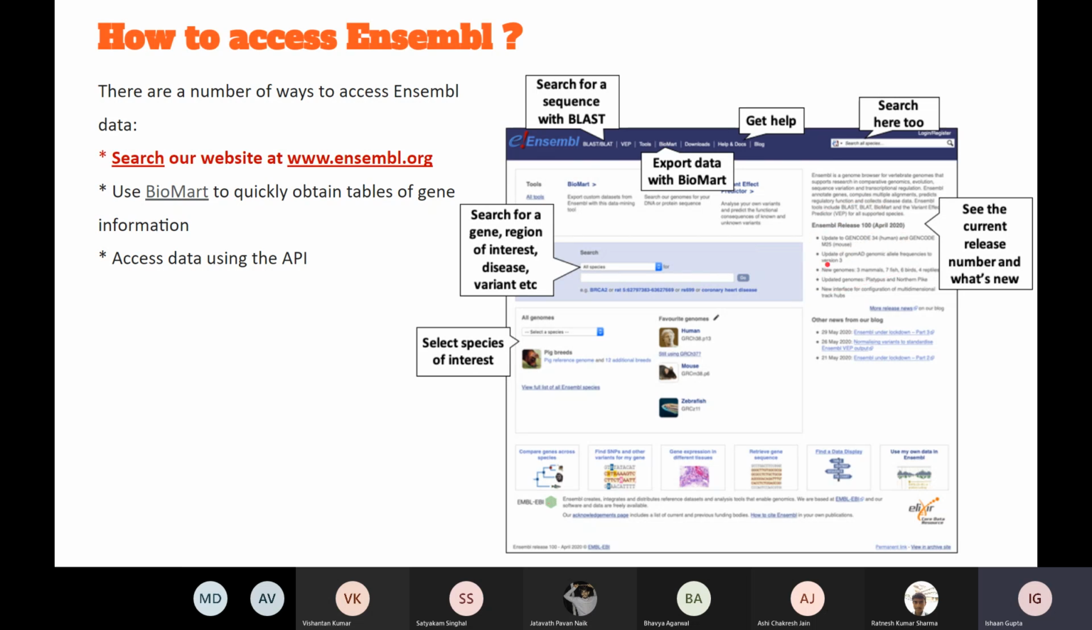Then there is another database called gnomAD. It says update of gnomAD genome allelic frequencies to version 3. That basically means this database contains the frequency of different mutations that can occur inside a locus inside the genome. So they have updated that as well. Three new genomes have been added: three mammals, seven fishes, six birds, four reptiles. So how many new genomes have been added in the last version of Ensemble?